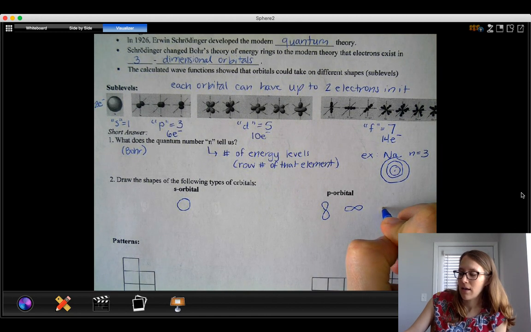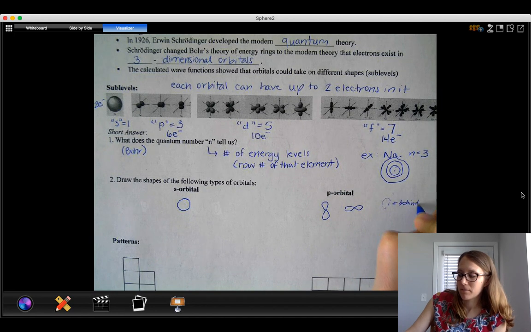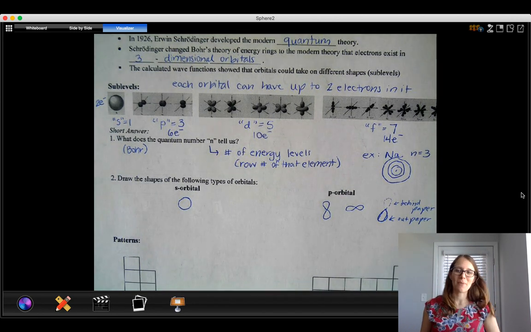So I'm going to draw a little dashed line to mean behind the paper. All right, that's going into the paper. And then here's my one that's really bold that's coming out of the paper. I can't draw in 3D, but that's coming in and out of the paper.